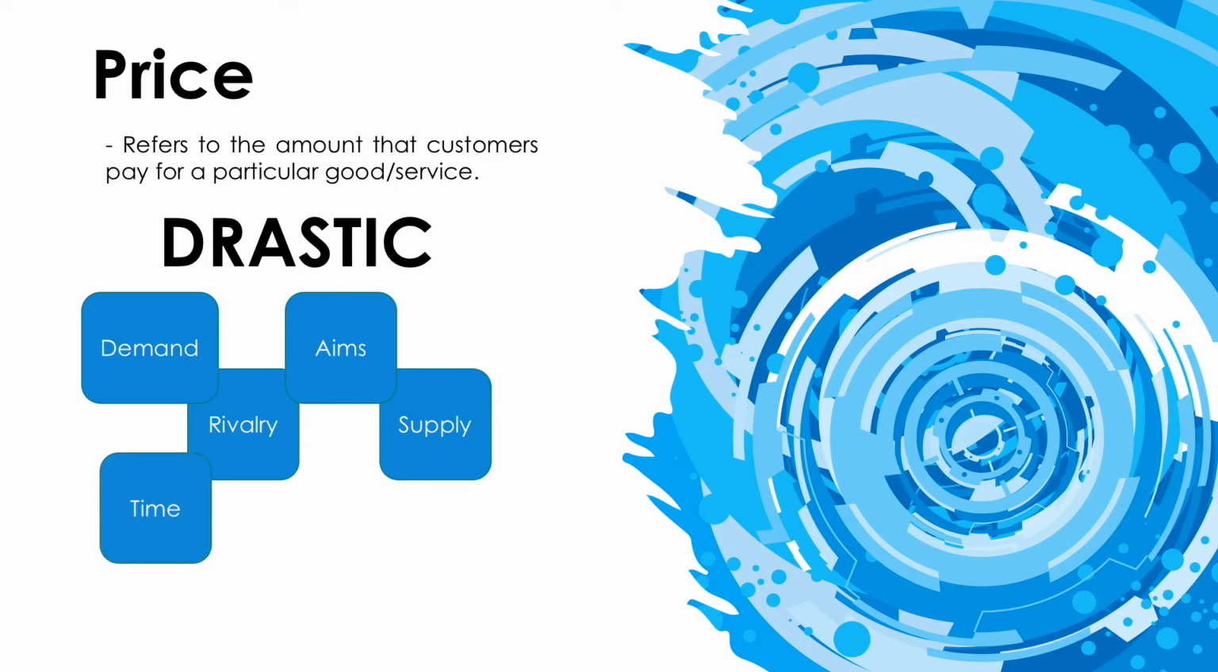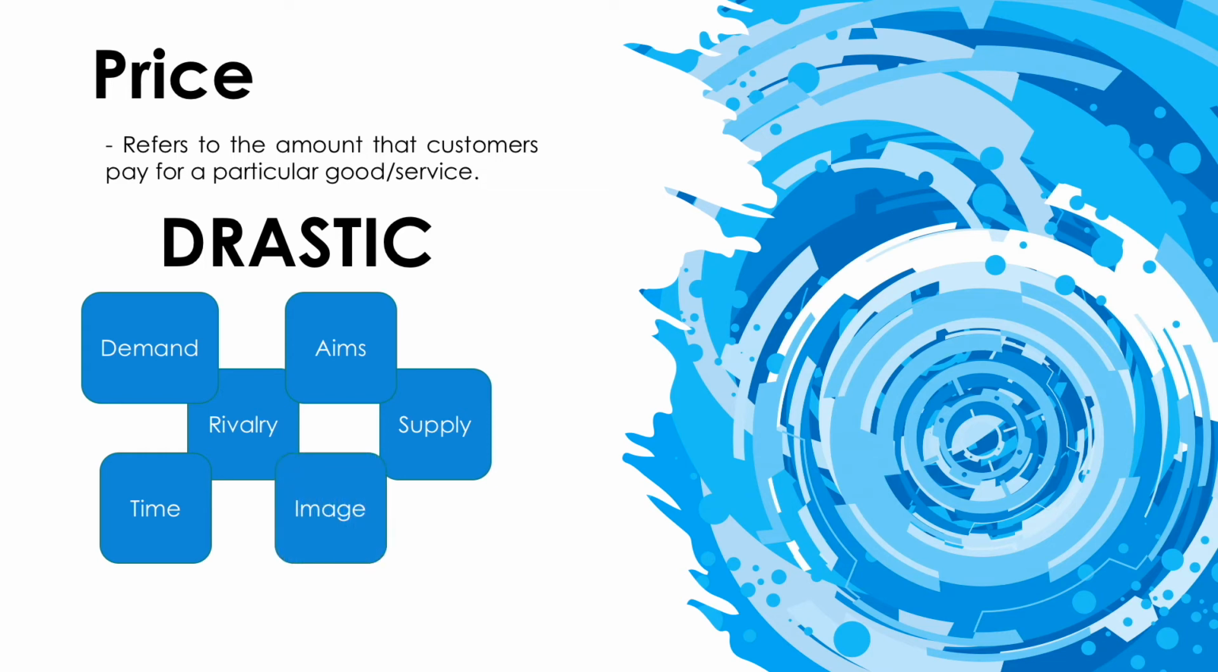Time can also be a factor that affects the pricing strategy. The price of some products, such as consumer electronics, falls over time as newer versions become available. Other products, such as precious antiques and classic cars, rise in price over time due to their scarcity.